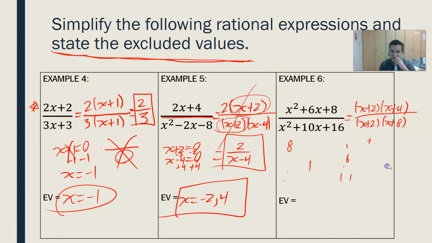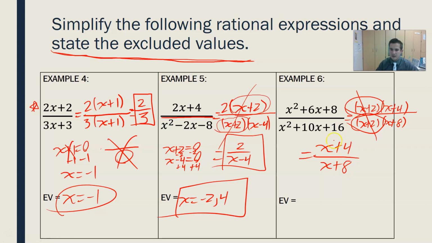So I have my two factors in the numerator, or in the top, and my two factors in the denominator in the bottom. So are there any common factors in the numerator and in the denominator that I can cancel out? Well, yes, I have an x plus 2 on the top and on the bottom, so those can cancel out, leaving me with x plus 4 divided by x plus 8. So that is my simplified expression.